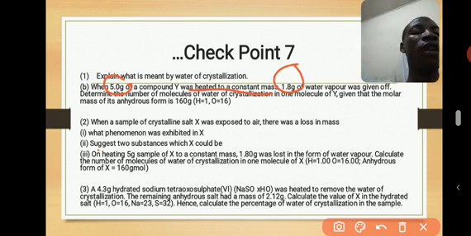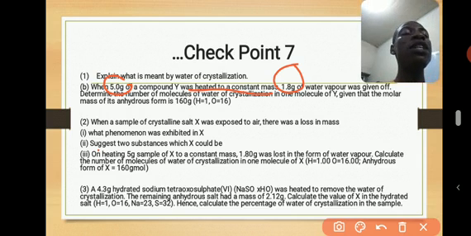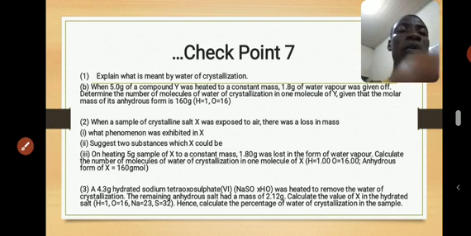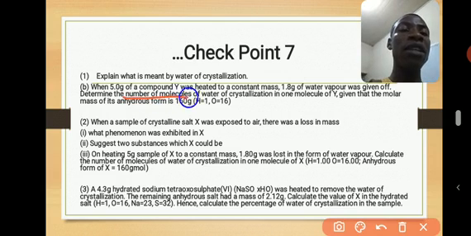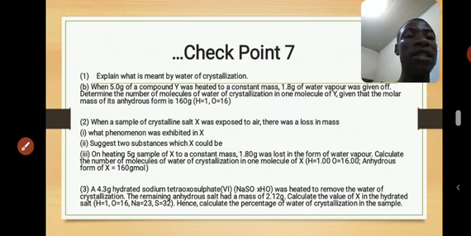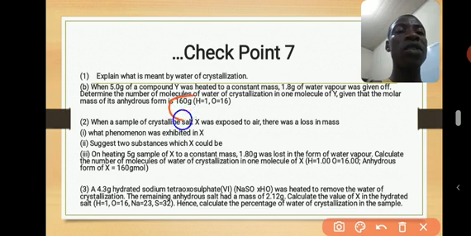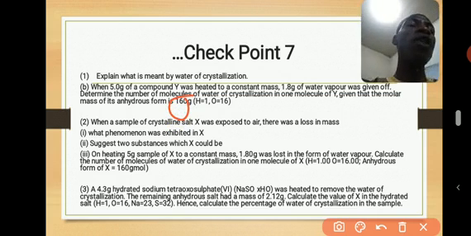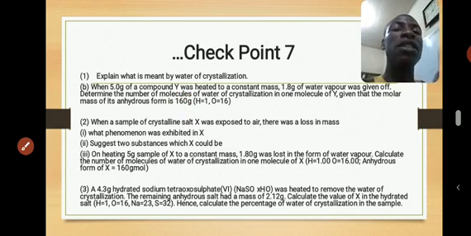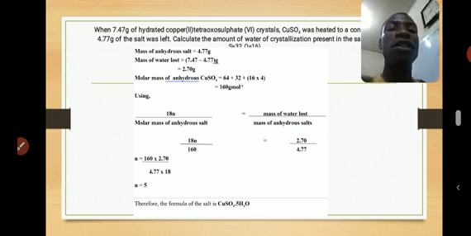So let's move on. So this mass was given off. So we are to determine the number of water of crystallization in one molecule of Y if the molar mass is 160. So I've given you all the parameters now. What we need to do now is, what is the mass of anhydrous salt?